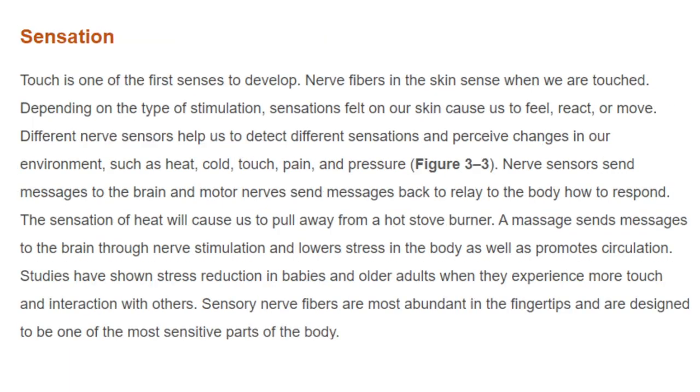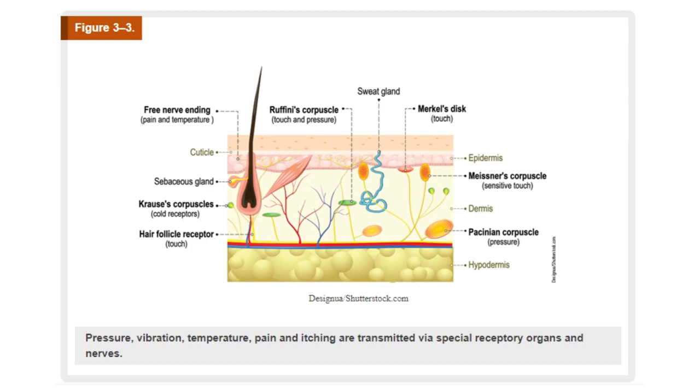Sensation. Touch is one of the first senses to develop. Nerve fibers in the skin sense when we are touched. Depending on the type of stimulation, sensations felt on our skin cause us to feel, react, or move. Different nerve sensors help us to detect different sensations and perceive changes in our environment, such as heat, cold, touch, pain, and pressure. Figure 3.3.